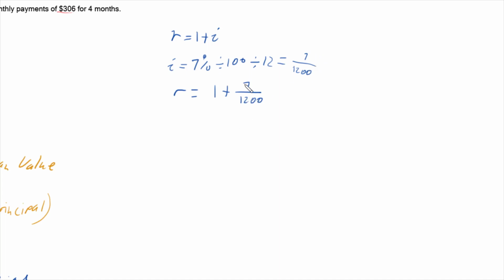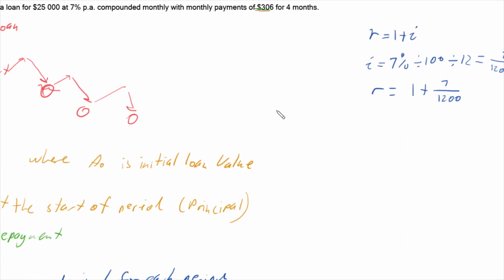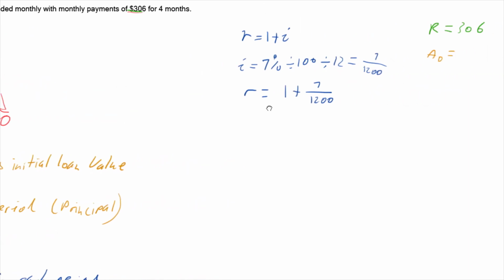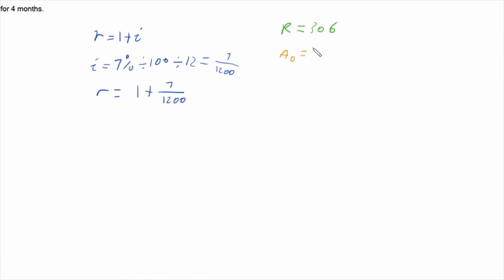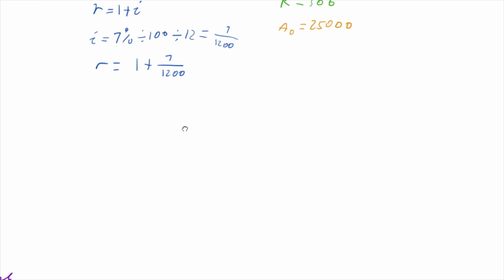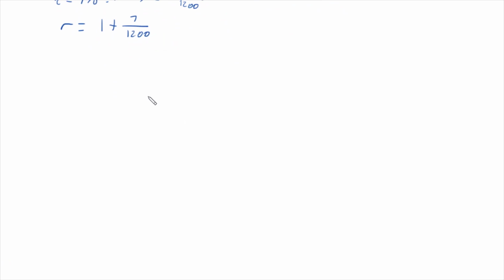Capital R is nice and easy. It's how much we're paying each month, which is $306. A naught is how much we're starting with, which is $25,000. So now we have worked out the values we're going to use for our rule. Let's go and start up our loan schedule.